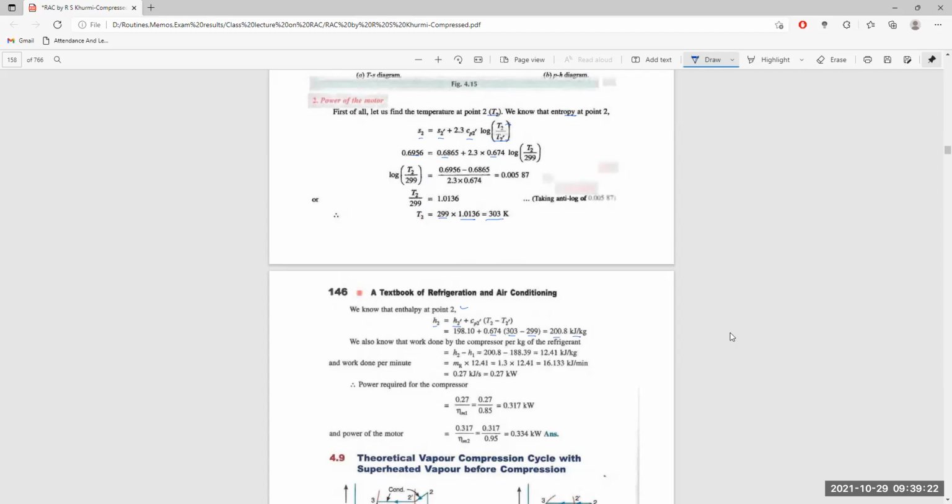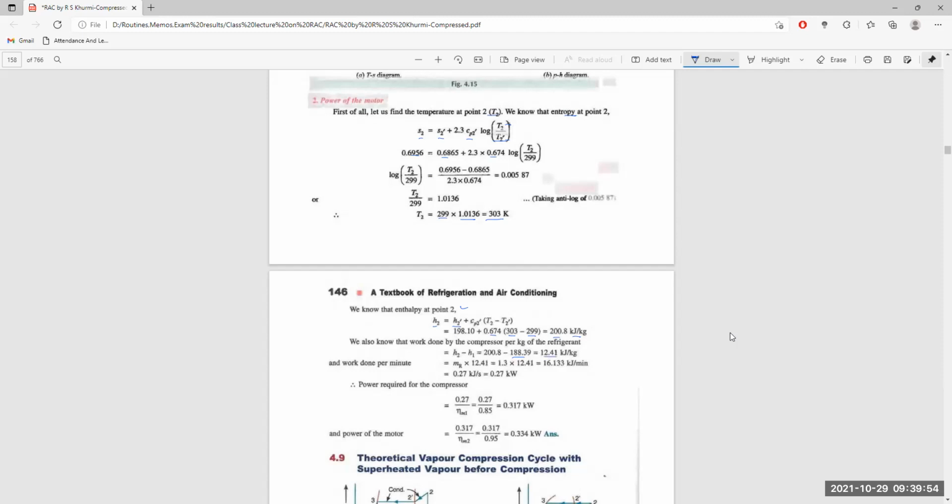Now we have H2 and we know H1. So the work done by the compressor per kg of the refrigerant is the difference between these two enthalpies. This is the difference between the two heat energies, meaning that amount of work is being transferred here. So 200.8, which is H2, minus 188.39, is equal to 12.41 kilojoule per kg.